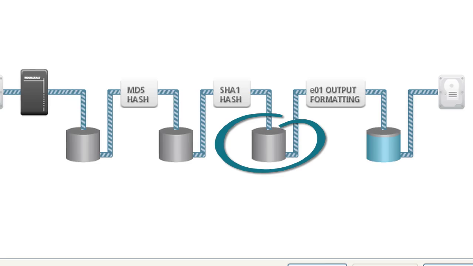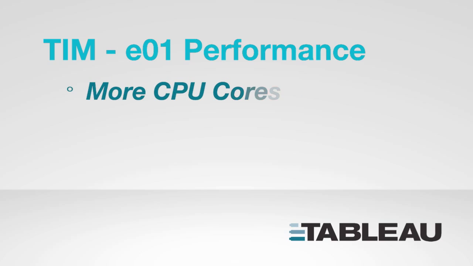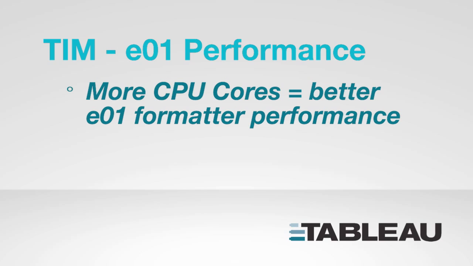TIM is fully multi-threaded. If you give it more processors, more cores, or more powerful processors, it will run faster. As a concrete example, if you go from a 2-core system to a 4-core system, or you go from a 4-core system to an 8-core system, you can generally alleviate or completely remove the bottleneck in the E01 formatter.